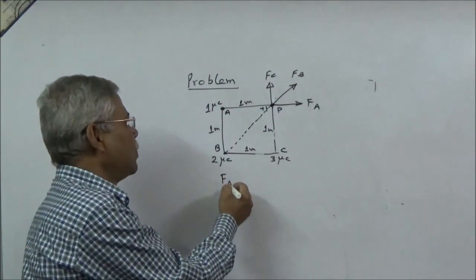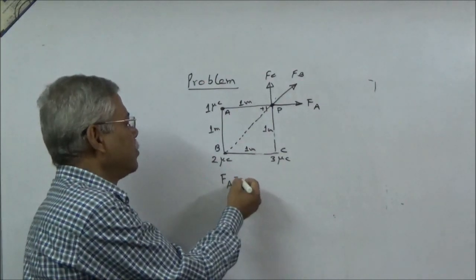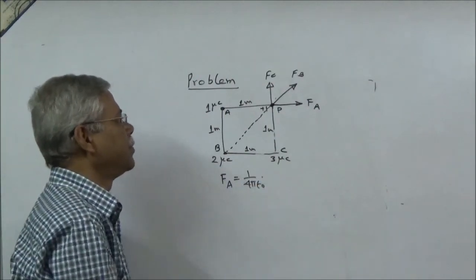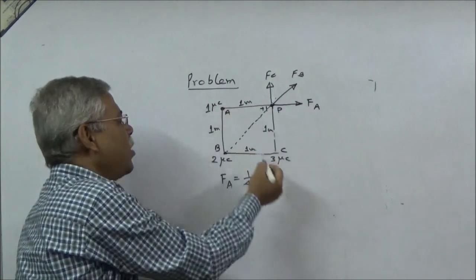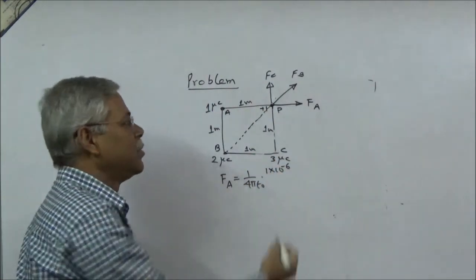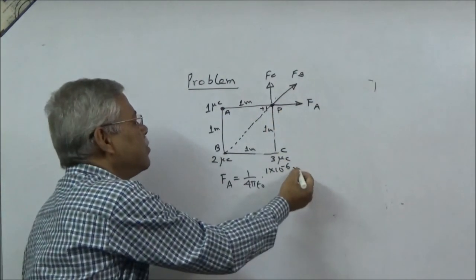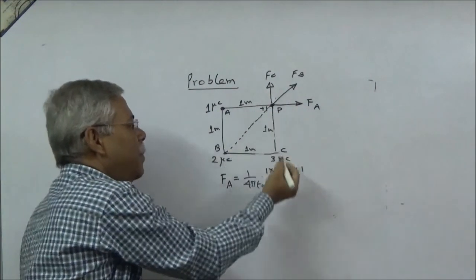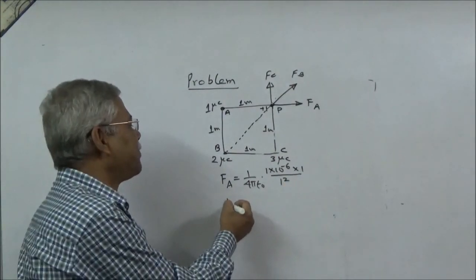FA equal to 1 by 4 pi epsilon naught, Q1 into Q2 by R square. 1 microcoulomb is Q1. What is the value of Q2? 1 coulomb, not 1 into 10 to the minus 6. So 1 by 1 square.